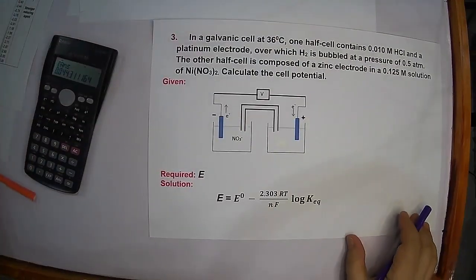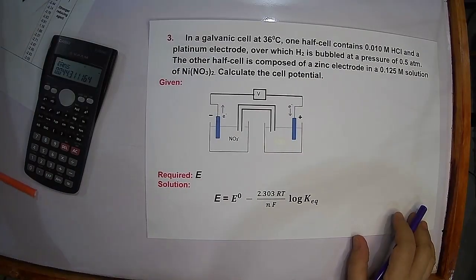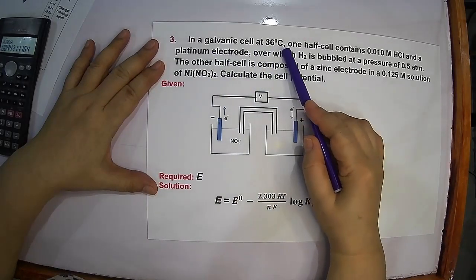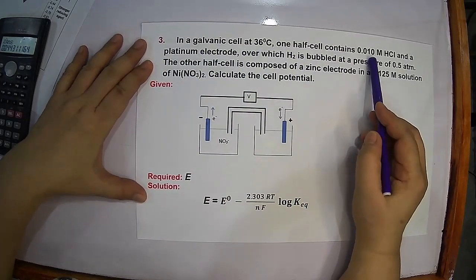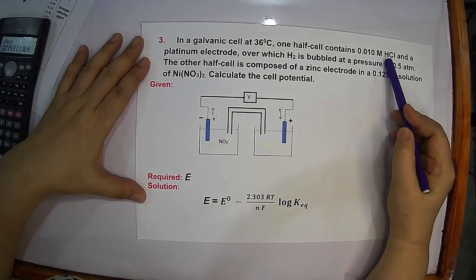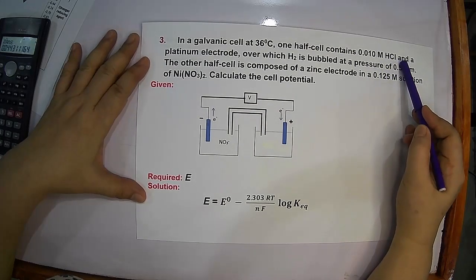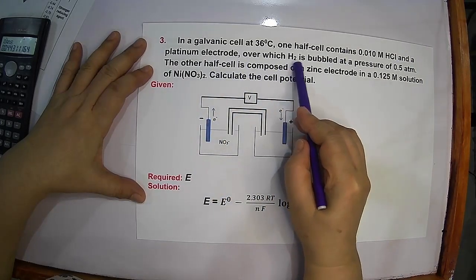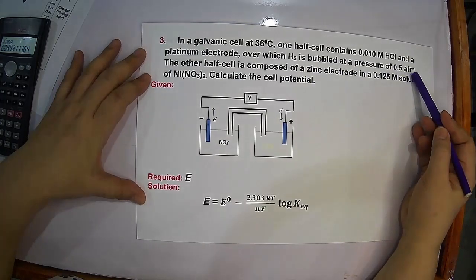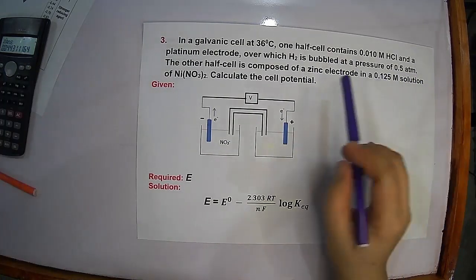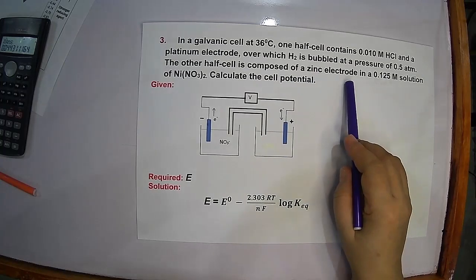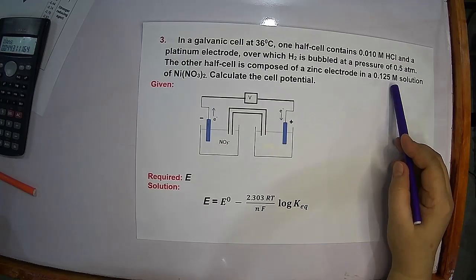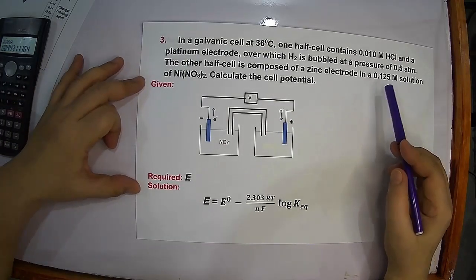Okay, move on to the next number. We're given here a galvanic cell at 36 degrees Celsius. One half cell contains 0.010 molar hydrochloric acid and a platinum electrode over which hydrogen is bubbled at a pressure of 0.5 atmosphere. The other half cell is composed of a zinc electrode in a 0.0125 molar solution of nickel nitrate. You are asked to calculate the cell potential.